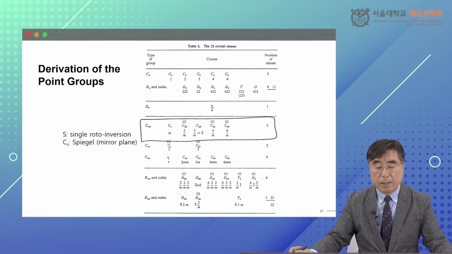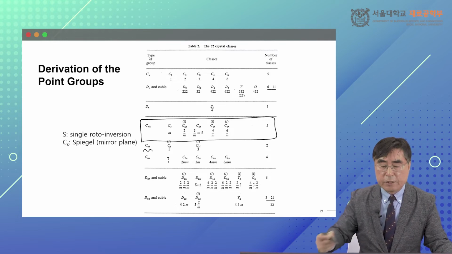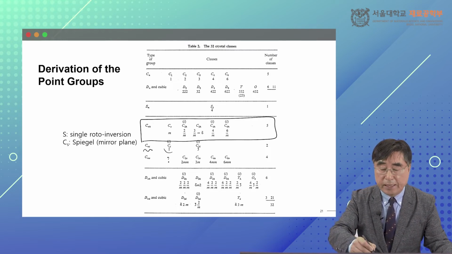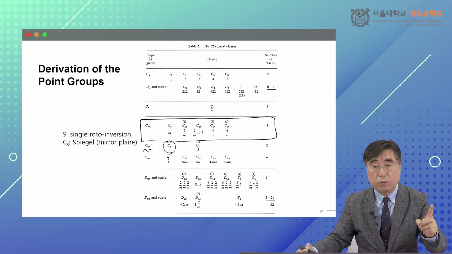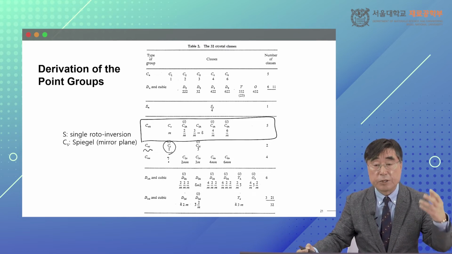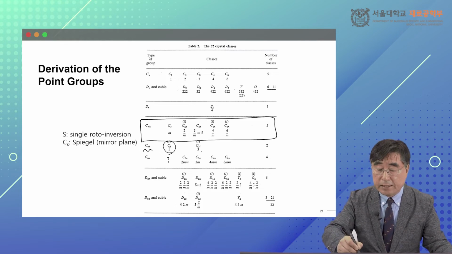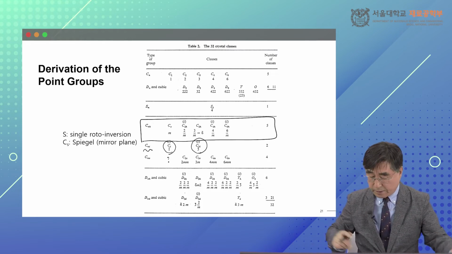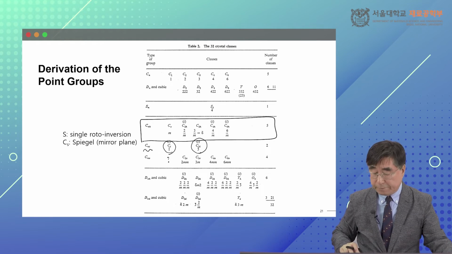Okay. Now CI, just putting an inversion center. CI is onefold, just the inversion center. That's the same as 1 bar, international symbol-wise. And C3I is something that I will show you. C3I.